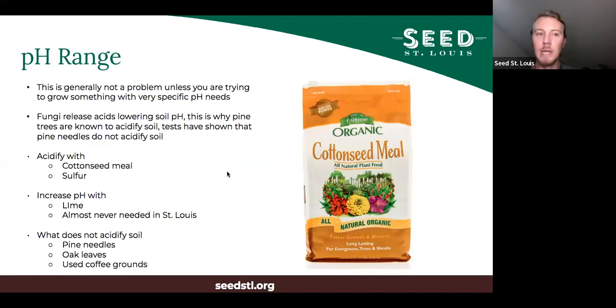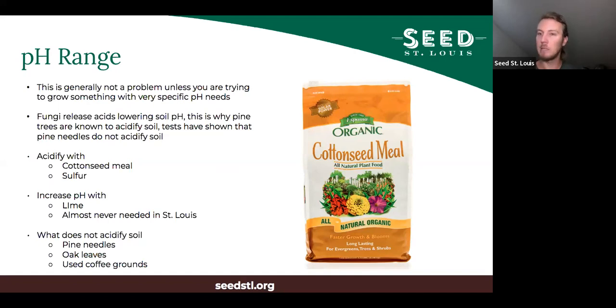pH range is one that is generally not a problem unless you are trying to grow something with a very specific pH need. In the St. Louis area, at least, our soil is pretty neutral. It's generally between 6 and 7.1 or 7.2, which is pretty good for most things. Most things will grow fine there.